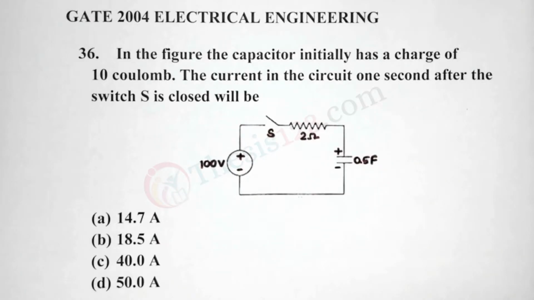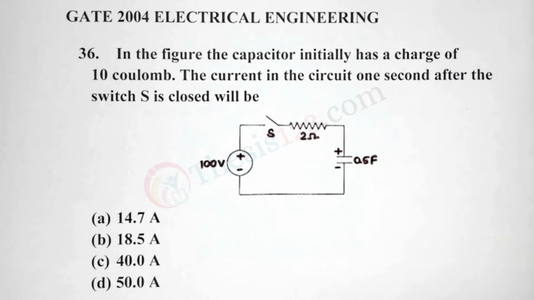Here's the next question, number 36. In the figure, the capacitor initially has a charge of 10 coulomb. The current in the circuit 1 second after the switch S is closed will be. We have our four options: 14.7, 18.5, 40 and 50 amps. Now, what we will have to do is analyze the circuit, write down an equation according to mesh analysis, or using mesh analysis, derive an expression for the current I, and then solve.